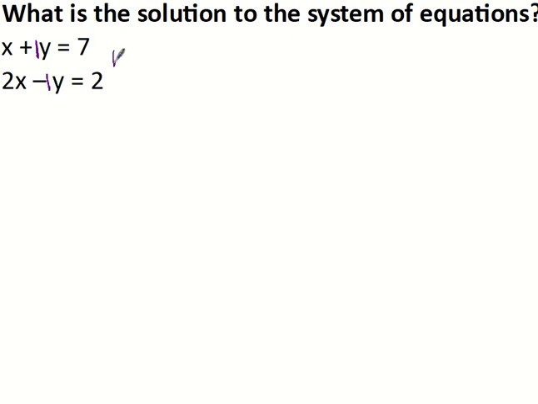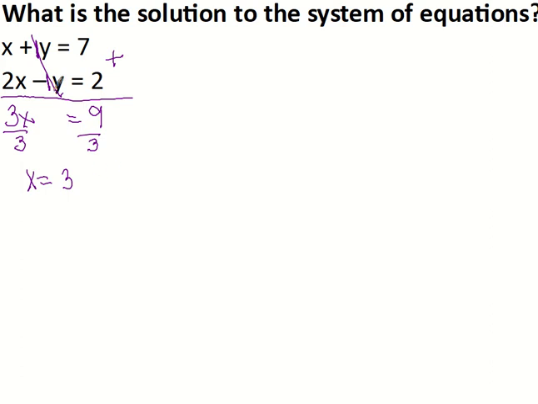What we're going to do is physically add these together. It's like one big addition problem. So I have x plus 2x, we're going to have 3x. But now I have positive 1y plus a negative 1y. They are eliminated. I got no more y's. And then I'm going to go 7 plus 2. It's going to equal 9. And look at that, a one step equation. Divide by 3. And we get x equals 3.